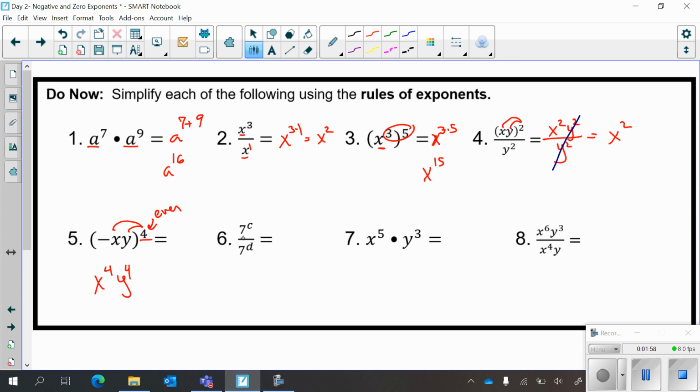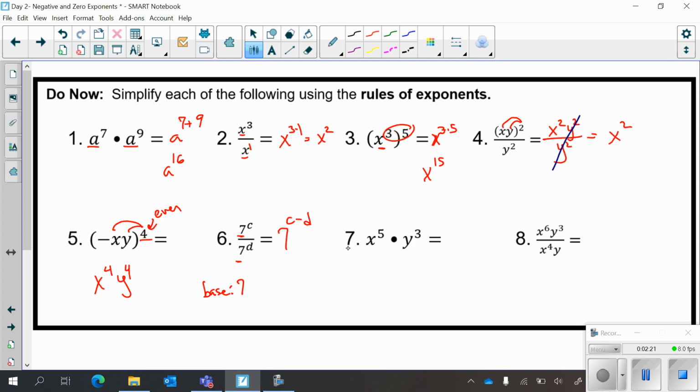For number 6, your base is 7. And we are going to keep the base and subtract exponents. So this is 7 to the c minus d. This is not 1 to the c minus d. You can't divide the 7 because the 7 has the exponent.